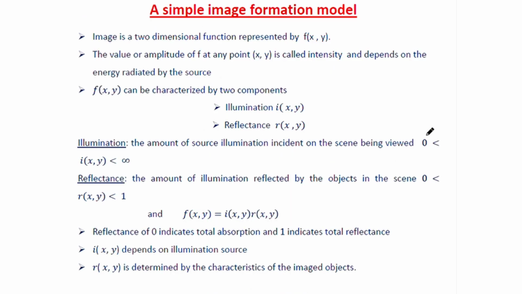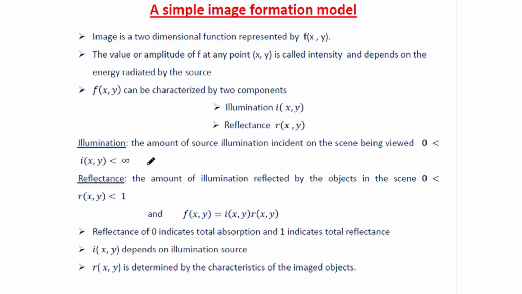Okay, then this is a small topic, a simple image formation model. You know the image is a two-dimensional function f of x comma y. And the amplitude of f of x comma y is nothing but intensity. And the image is characterized by two things. As I said, light must be illuminated onto the object, and then the light gets reflected from the object. There must be two things on the same object. That is the reason f of x comma y, the image, is characterized by two components, illumination and reflectance.